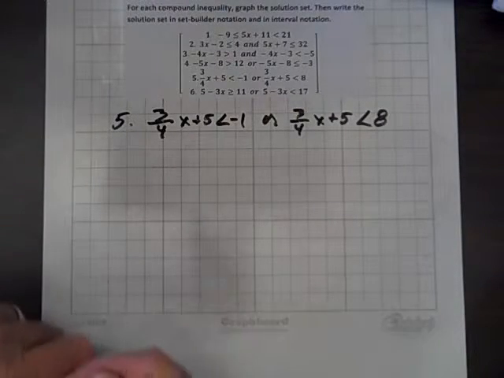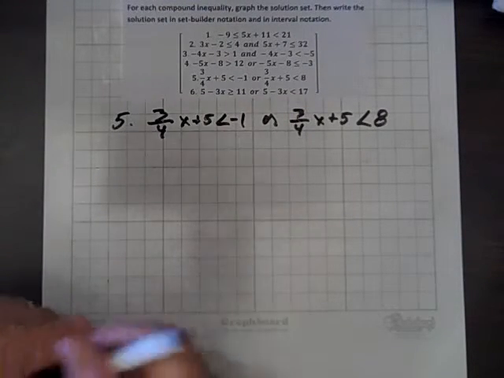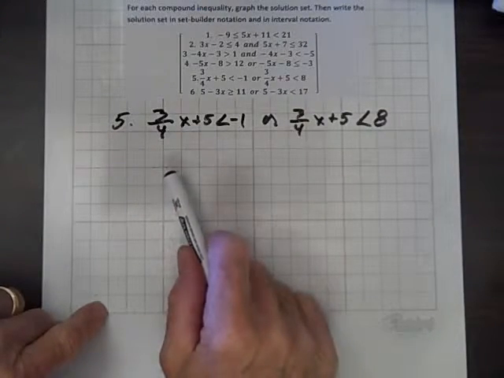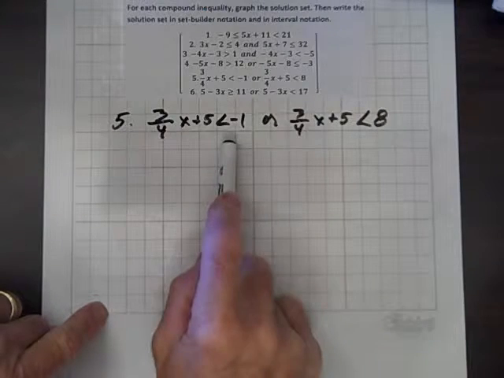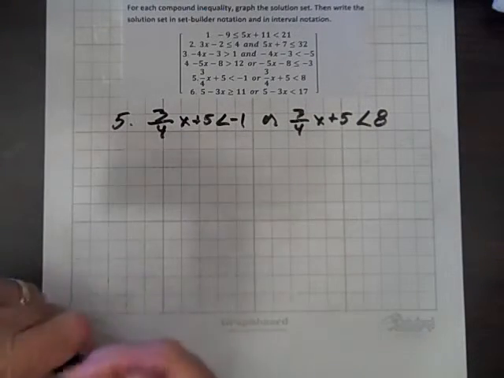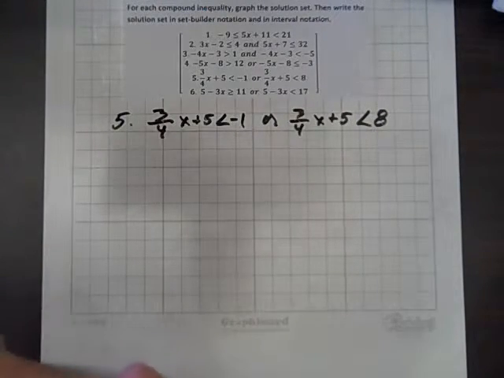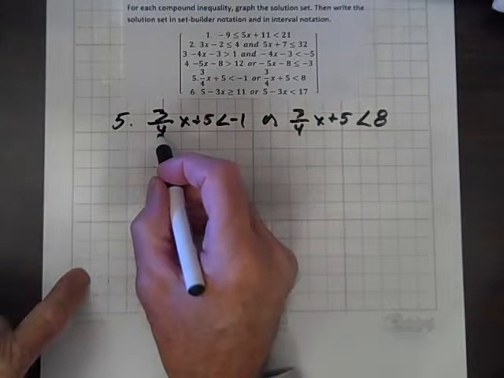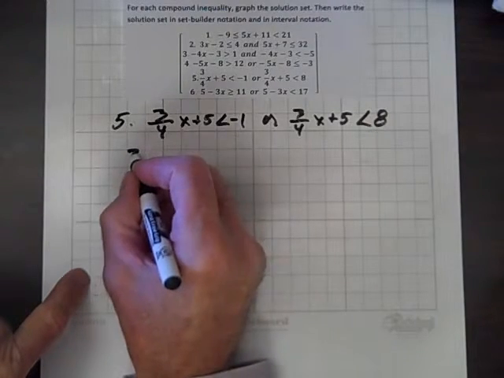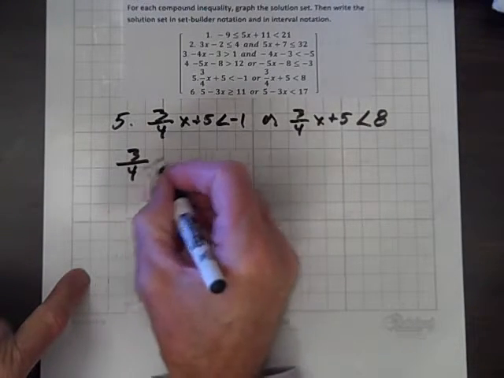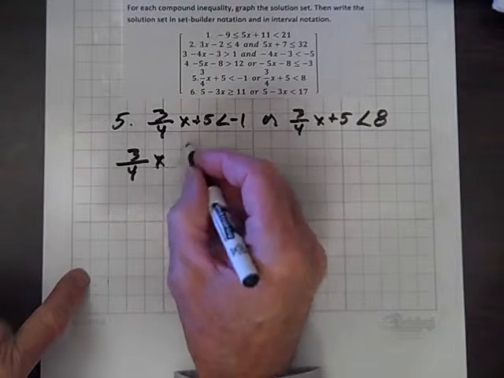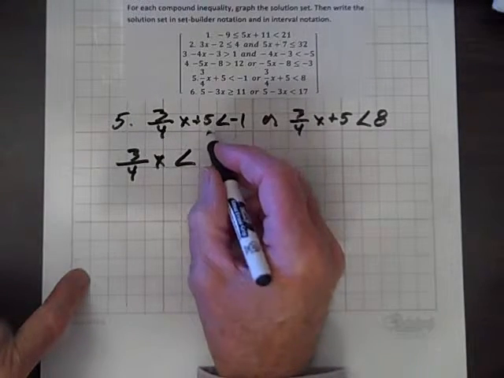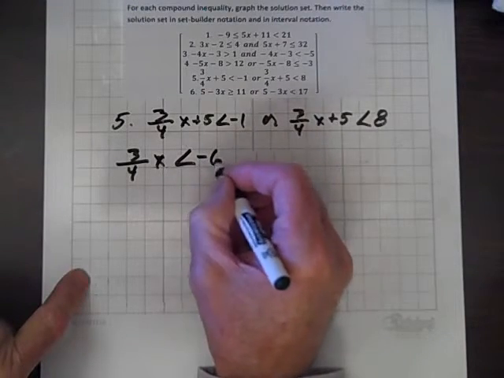Well, for 5, we have another disjunction. So, because there's our word or, let's resolve each of these inequalities and see what we come up with. So the first step on the left is to isolate the term with x in it, so 3/4 x, and now we'll subtract 5 from both sides, and negative 5 minus 1 is negative 6.